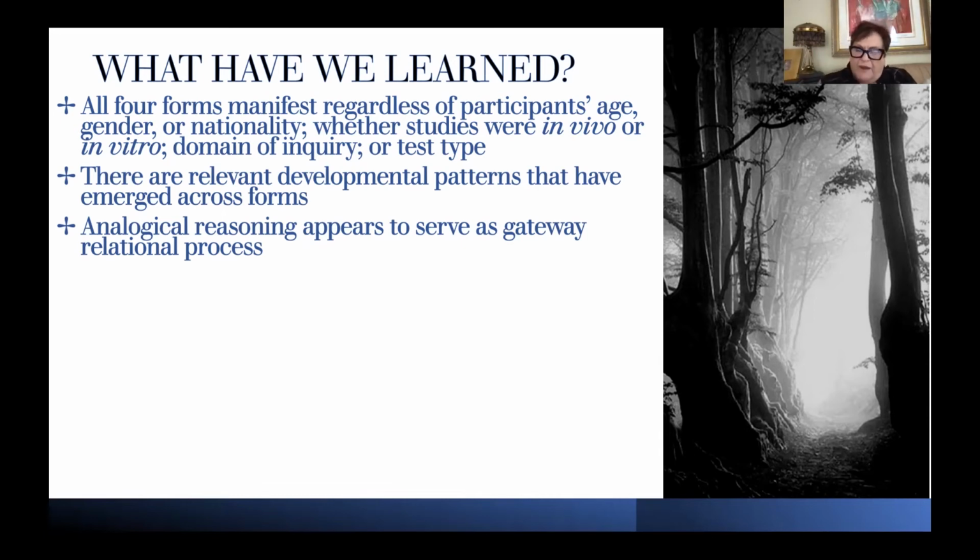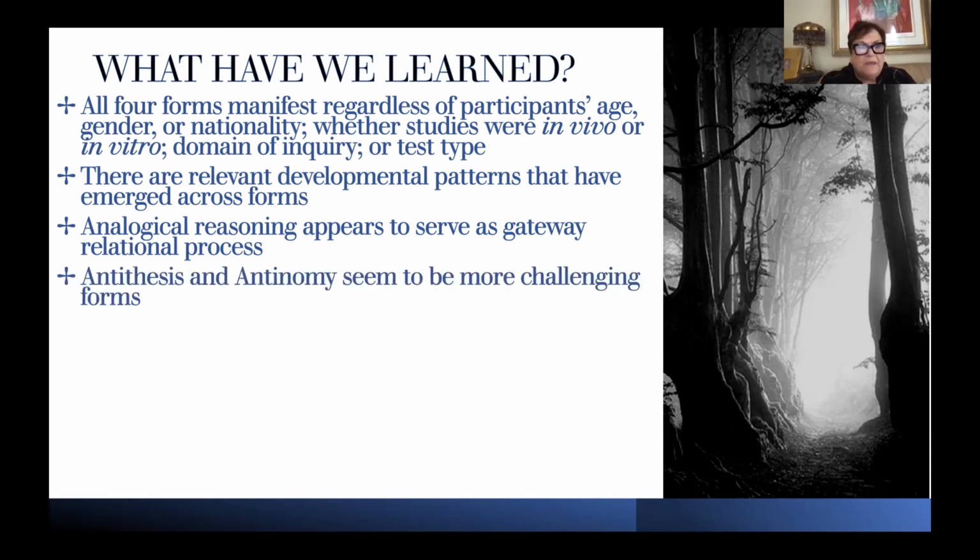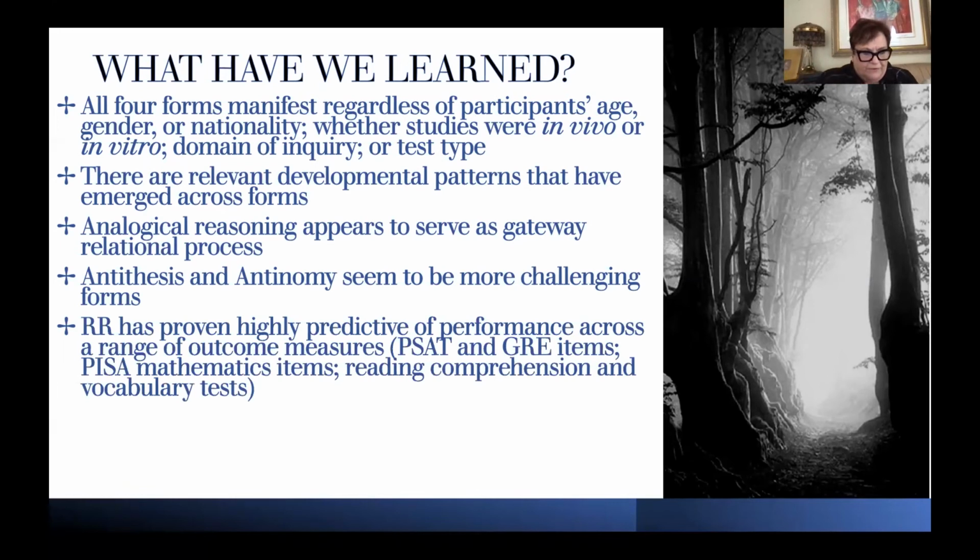So, and I'll show you some data that points to this, what I'm calling the gateway notion. And then antithesis and antinomy are two extremely challenging forms. And I understand partly why, but we'll talk about those a bit more and why that's the case. And conversely, of course, that means that you have analogy and anomaly as being two that students can deal with, or individuals can deal with much more readily, and can swallow and operate on very readily.